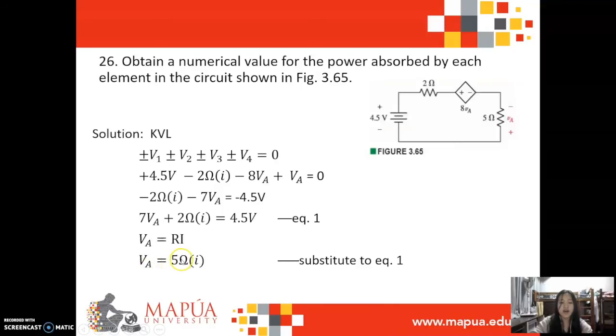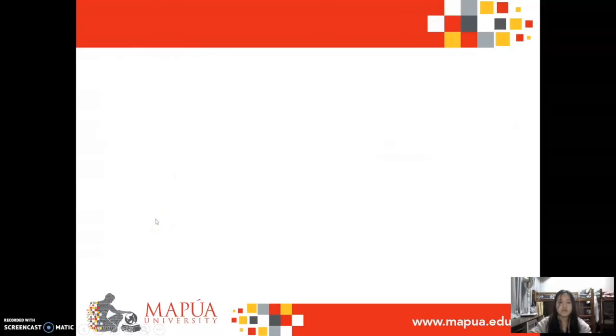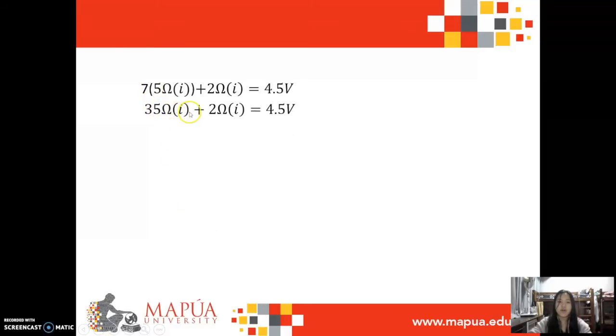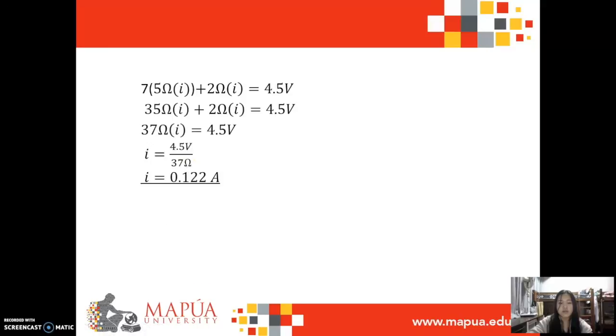So VA is equal to 5 ohms times current. This will be our equation 2. We will substitute this equation from our equation 1 in order for us to get the current and the value for VA. So we have 35 ohms times current plus 2 ohms times current is equal to 4.5 volts. So current is equal to 4.5 volts all over 37 ohms. The value for our current is 0.122 ampere.